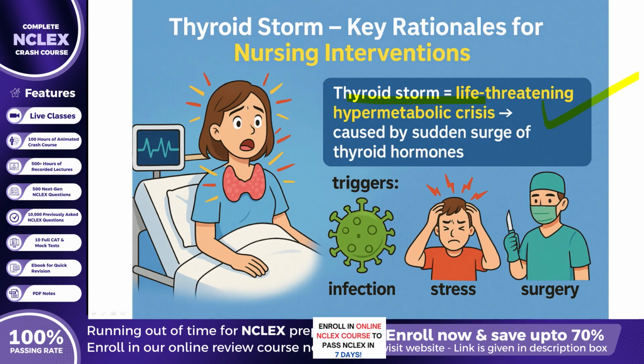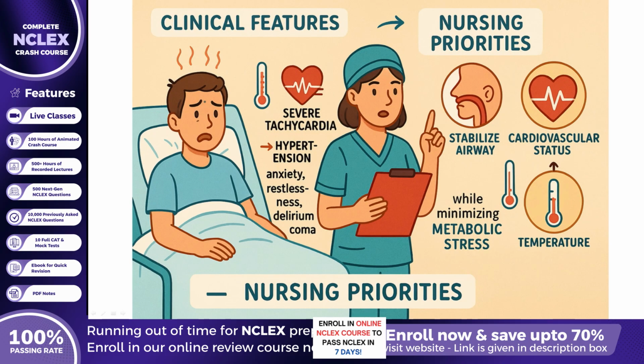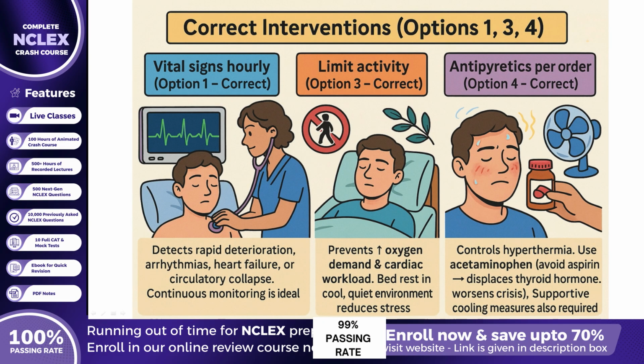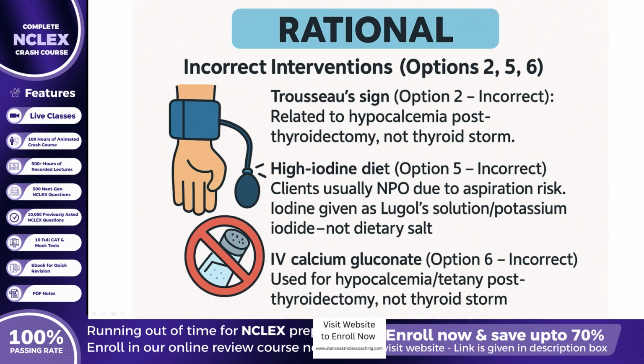Switching over to option 2, assessing Trousseau's sign every shift is incorrect. While it is true that hypocalcemia can occur after thyroid surgery due to accidental parathyroid damage, this is not the immediate concern in thyroid storm. The priority is stabilizing vital signs and addressing the endocrine emergency, not monitoring for hypocalcemia at this stage.